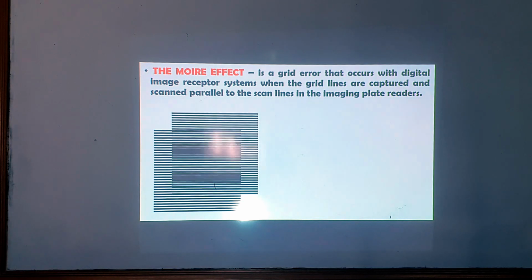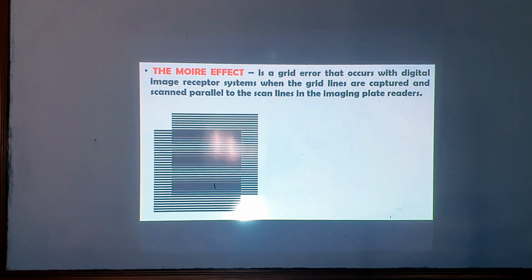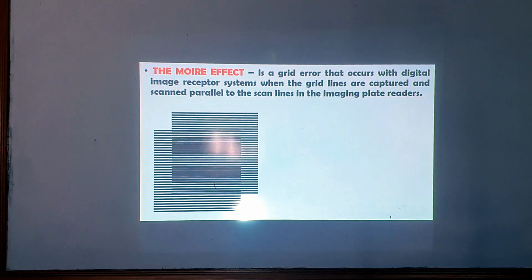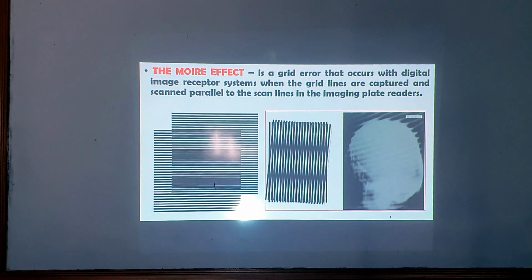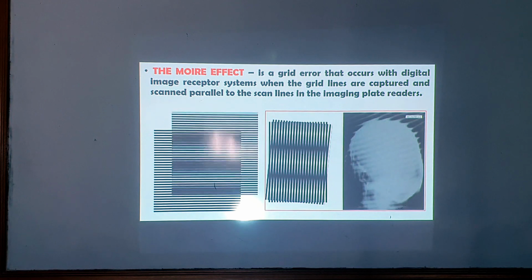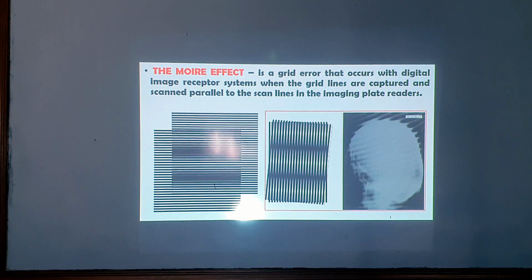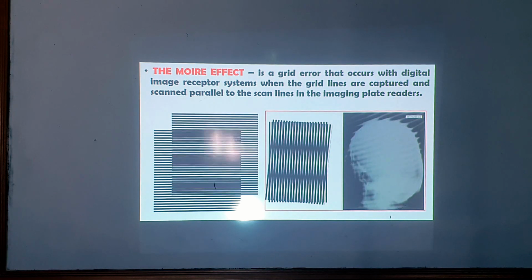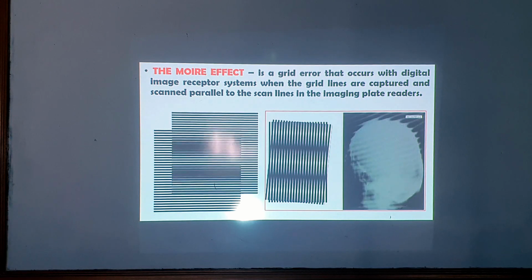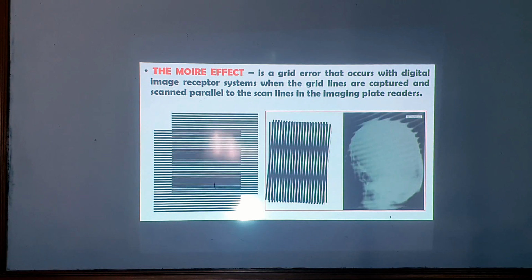So what about, sir, in terms of its appearance when it is captured? It would look like this. It will render like this on your radiographic image. But remember, this occurs with digital image receptor systems.